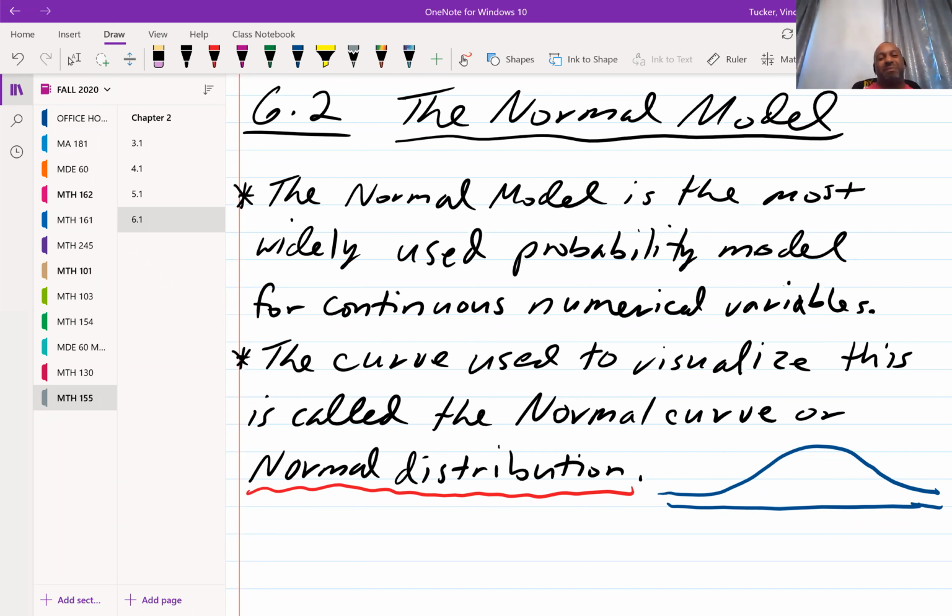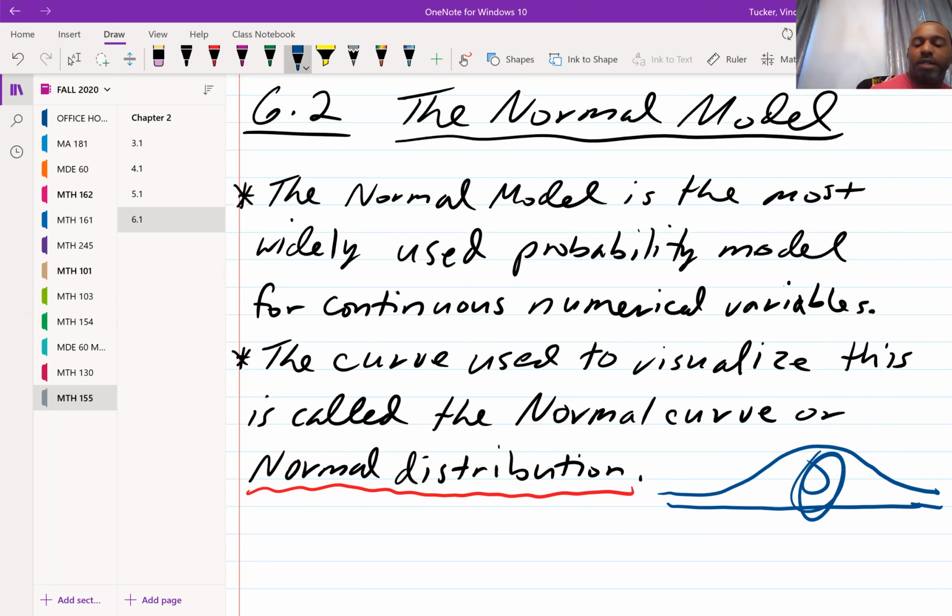The normal model. The normal model is the most widely used probability model for continuous numerical variables. The curve used to visualize this is called the normal curve or normal distribution. I believe we talked about that in the earlier sections of this class, our normal distribution versus being skewed left or skewed right. If not, this is the shape of our normal distribution right here.